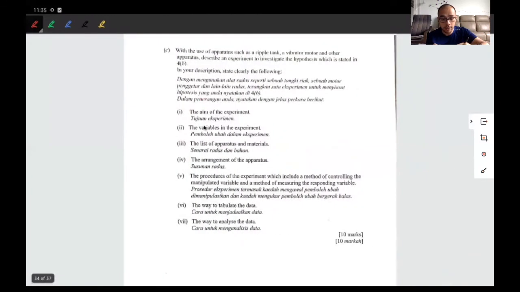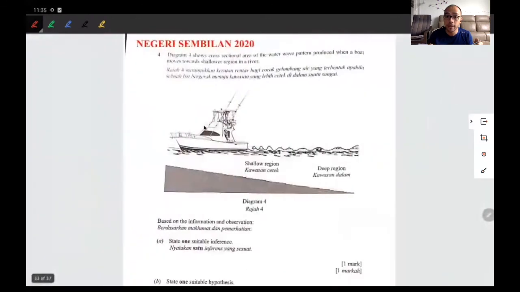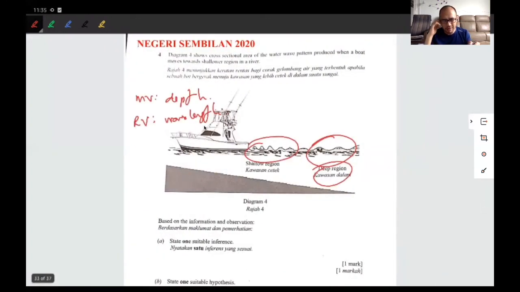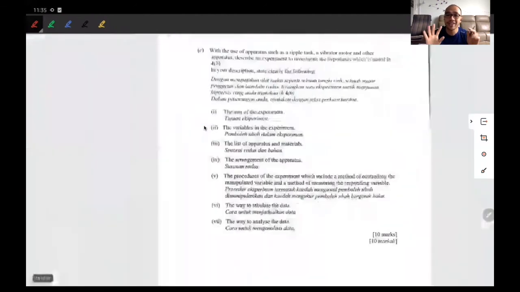If you take a look, ripple tank, vibrator motor, you kind of know it is a ripple tank question. The aim of the experiment is to investigate the relationship between the depth and the wavelength. Yeah, that was the wavelength. Yeah, that wavelength, sorry.